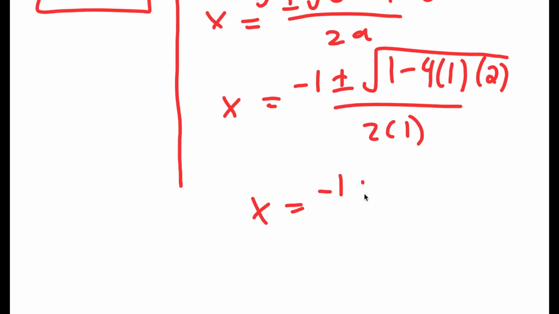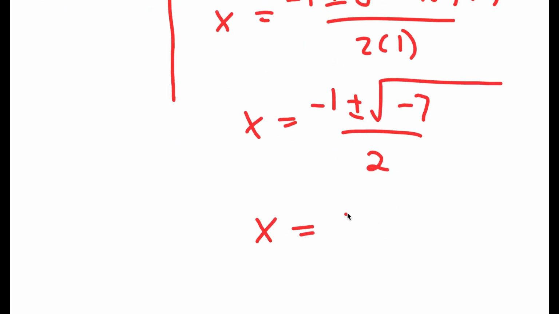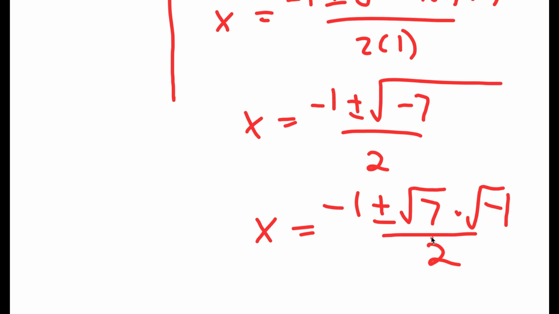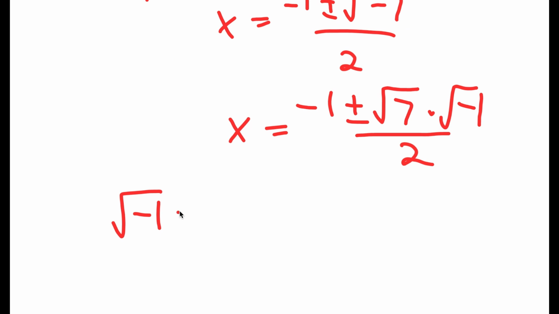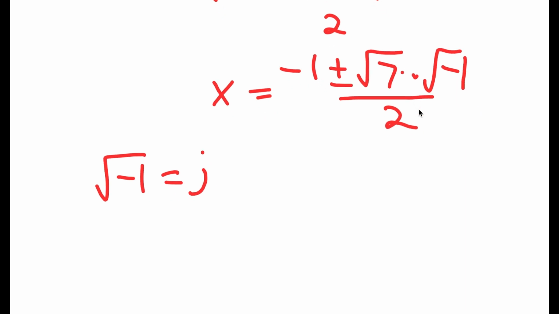And this is equal to negative 1 plus or minus the square root of 1 minus 8, which is negative 7, all over 2. And this is actually equal to negative 1 plus or minus the square root of 7 times the square root of negative 1 over 2. And if you didn't already know, the square root of negative 1 is equal to the imaginary number i. So I can go ahead and replace the square root of negative 1 with i. So now I get x is equal to negative 1 plus or minus the square root of 7i over 2.